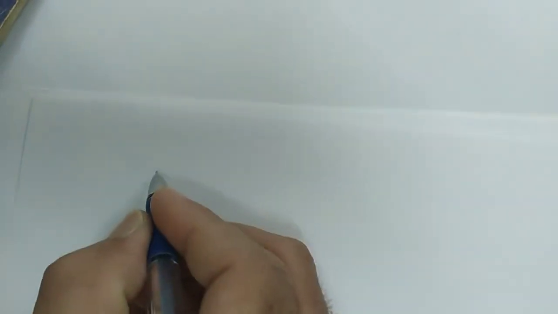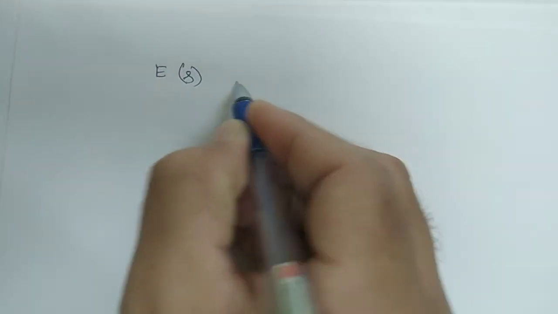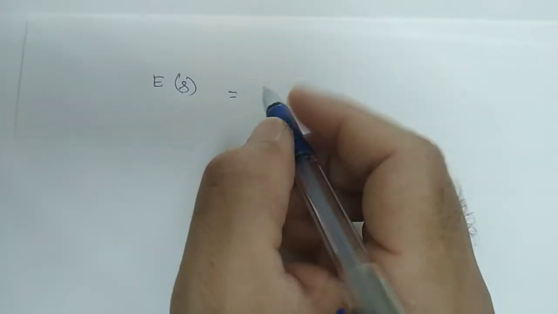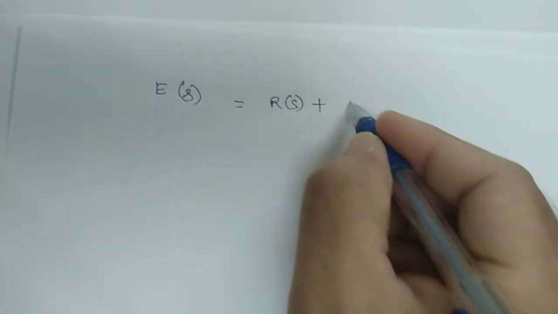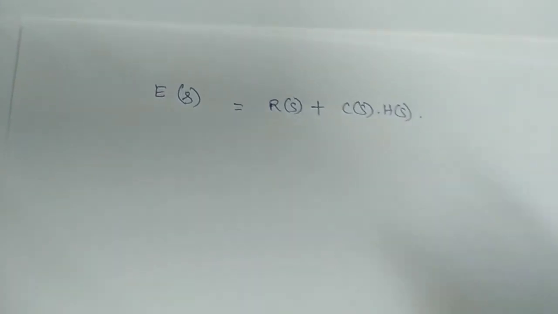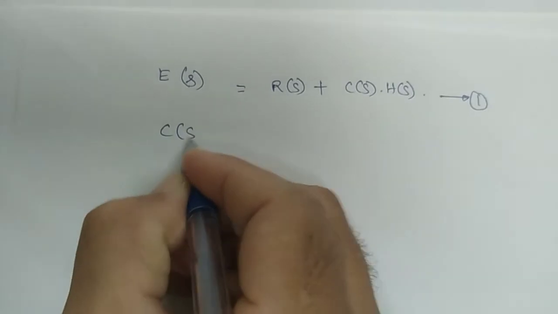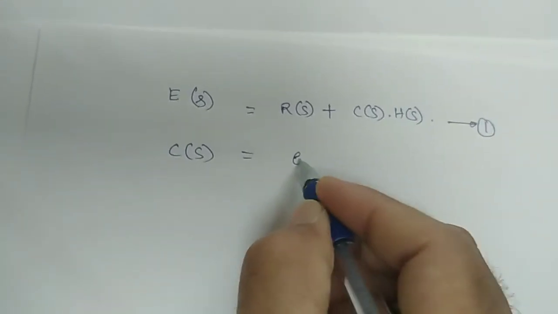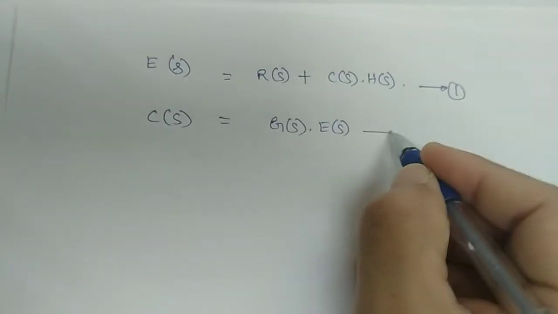The first expression is your E of s. E of s is equal to input R of s plus C of s into H of s. This is now the first expression. What is the second expression? Output C of s is equal to gain into E of s. This is your second expression now.